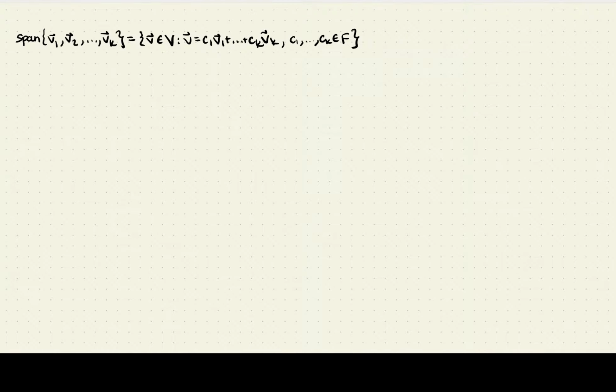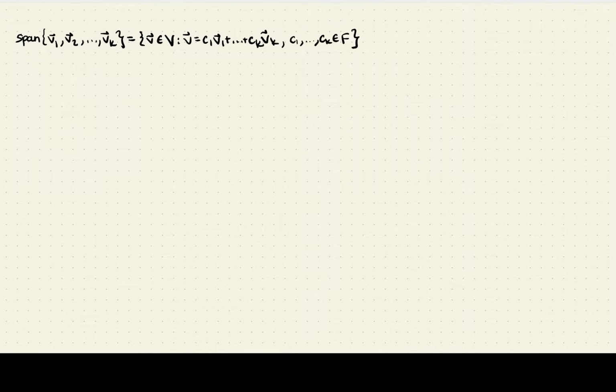I want to talk a little bit about what it means to take the span of a set of vectors. The definition of the span of these k vectors here is the set of vectors in our vector space capital V that have the form a constant times v1 plus a constant times v2, et cetera, plus a constant times vk. I should also mention the constants are all in some set that I call F here. It could be the real numbers or the complex numbers.